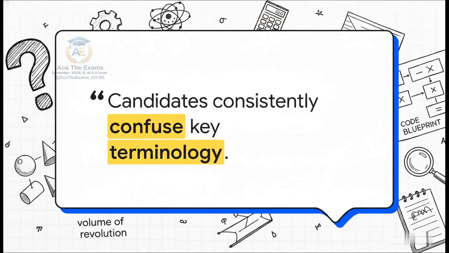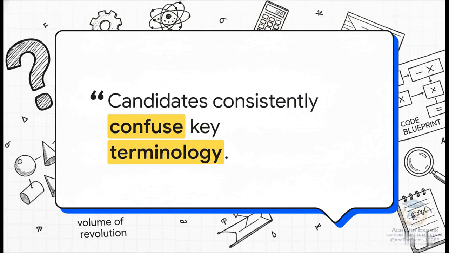And that brings us to the ultimate examiner alert. I really want to read this directly from the source code for you. Quote, candidates consistently confuse key terminology. Always define terms before using them in extended calculations, end quote.